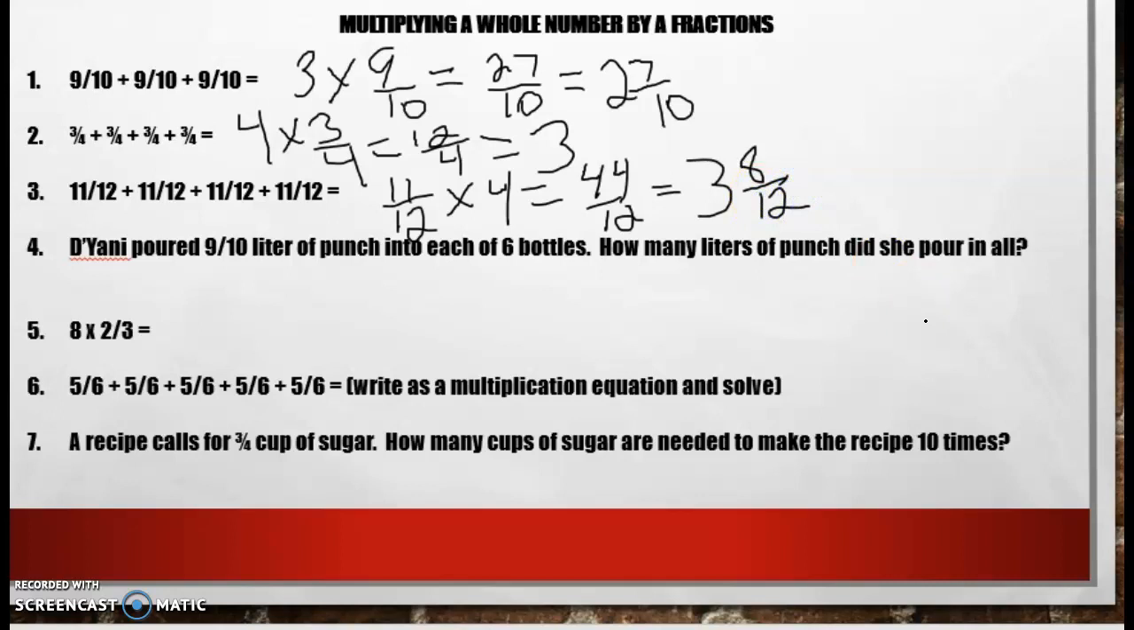All right, so let's take this and let's stick it in a word problem. Diani poured 9/10 liter of punch into each of 6 bottles. How many liters of punch did she pour in all? So she did 9/10 6 times. Let's write an equation. Go ahead and solve that equation.